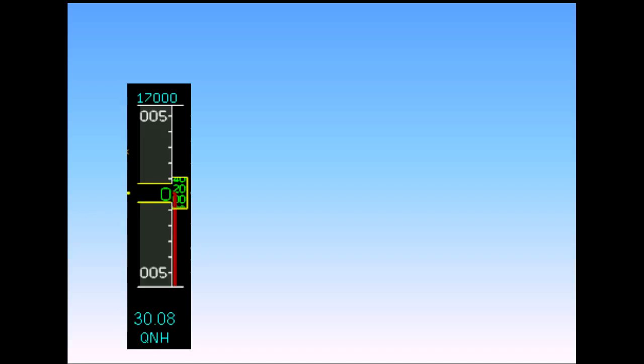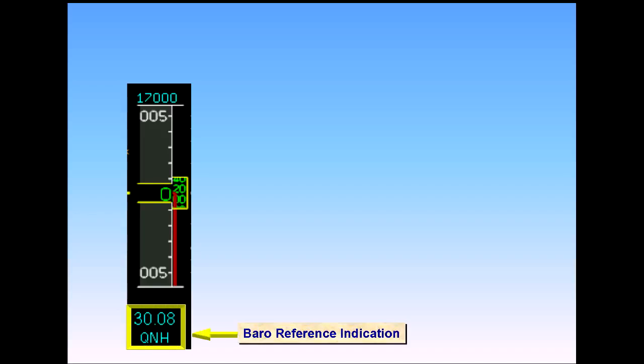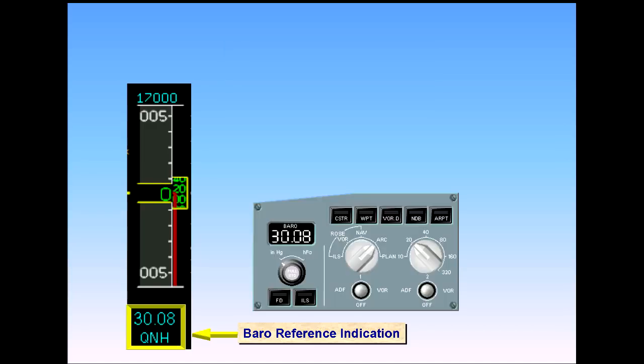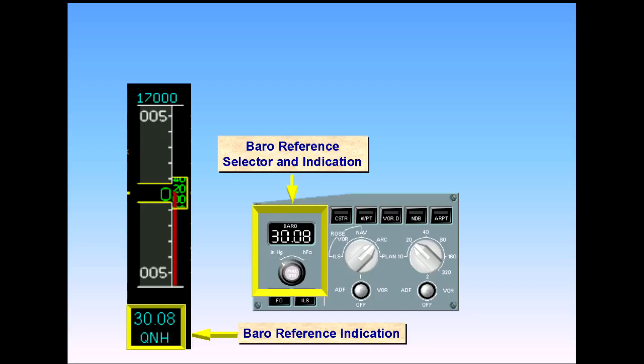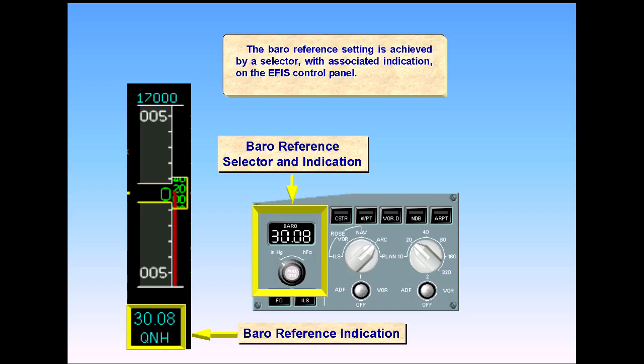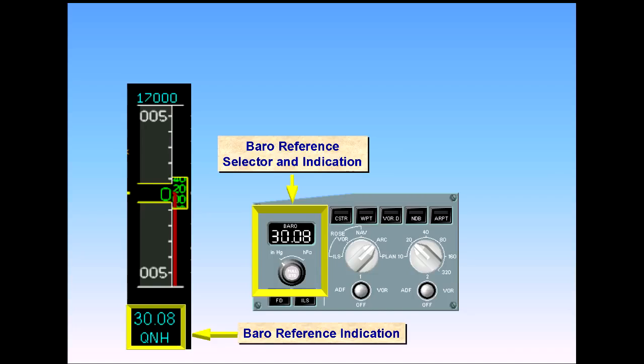At the bottom of the altimeter is an indication of baro reference. In the example shown, the QNH is 30.08 inches. The baro reference setting is achieved by a selector with associated indication on the EFIS control panel. The baro reference may be changed from inches of mercury to hectopascals by rotating an outer selector.